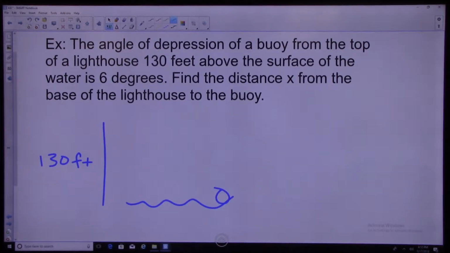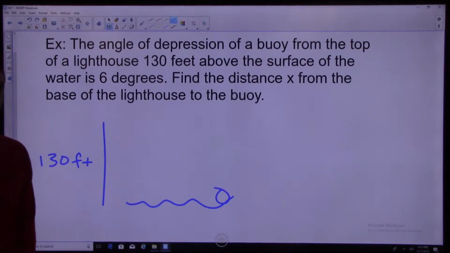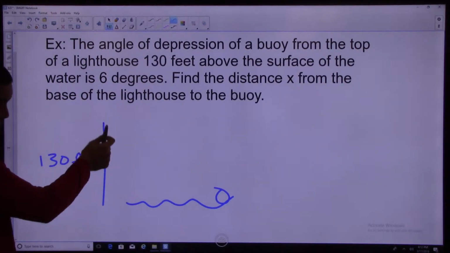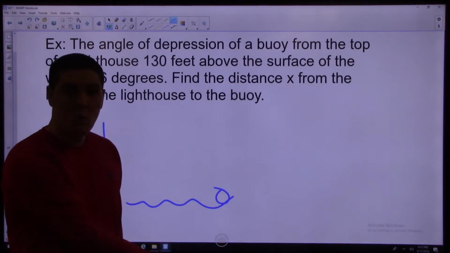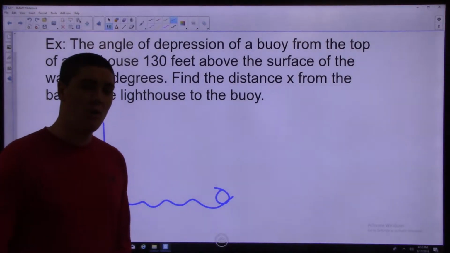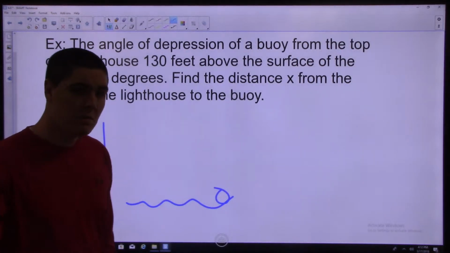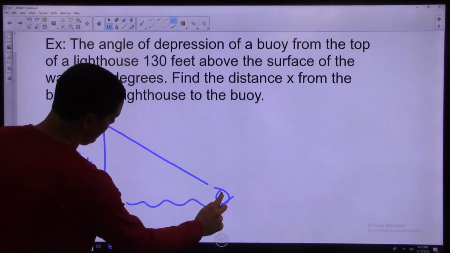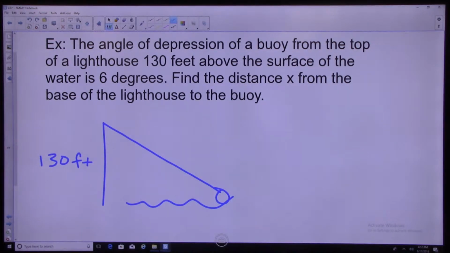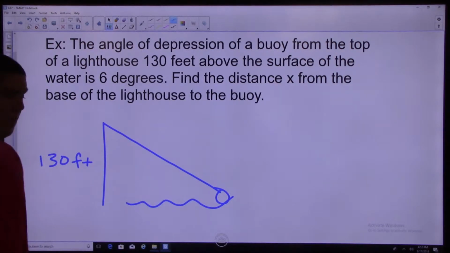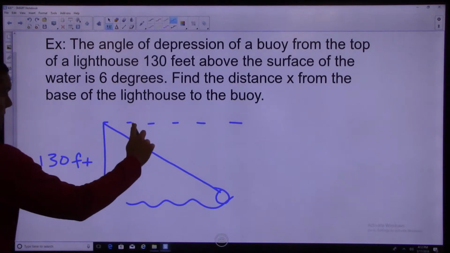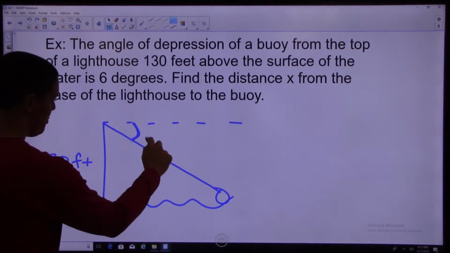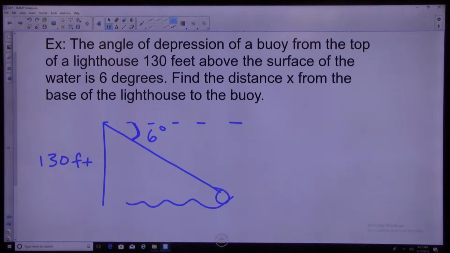Now, this is key here, guys. What we need to do is draw the angle formed by, if we have a person up here at the top of this lighthouse, their line of sight with what type of line? Is it a vertical line or a horizontal line? And the answer is horizontal. So the line of sight looking down there at the buoy would be that line right there. And a horizontal line, we need to draw that angle. So I'm going to draw just a random horizontal line here. That angle is going to be 6 degrees. So that's what we mean by angle of depression.